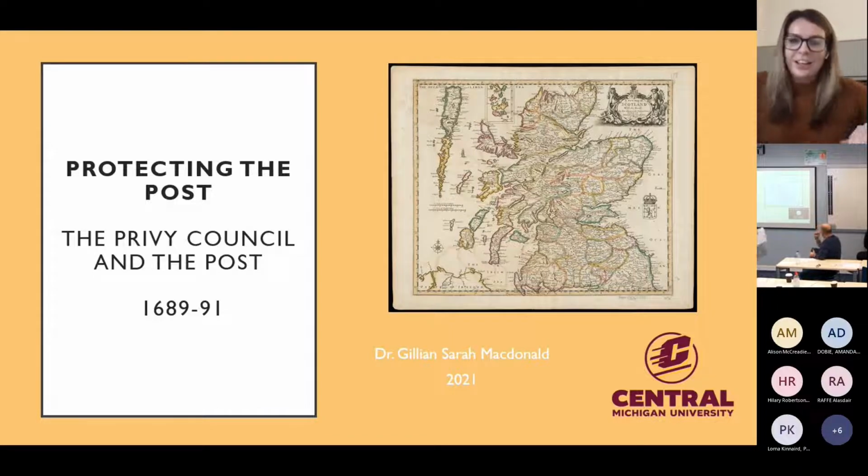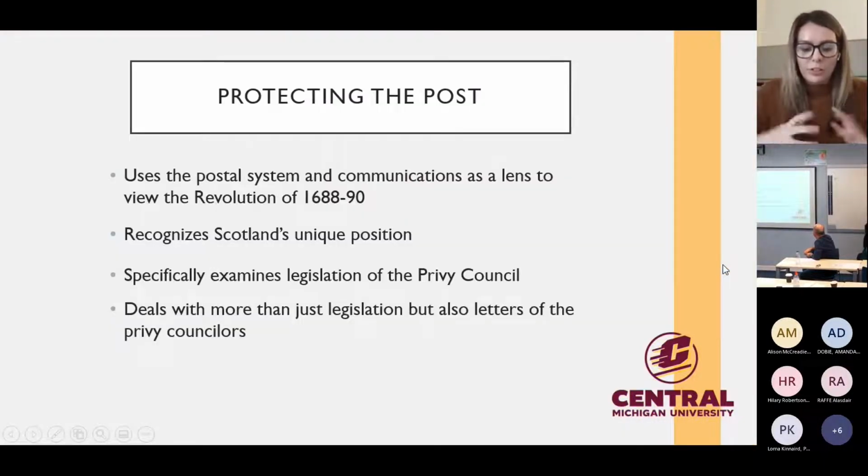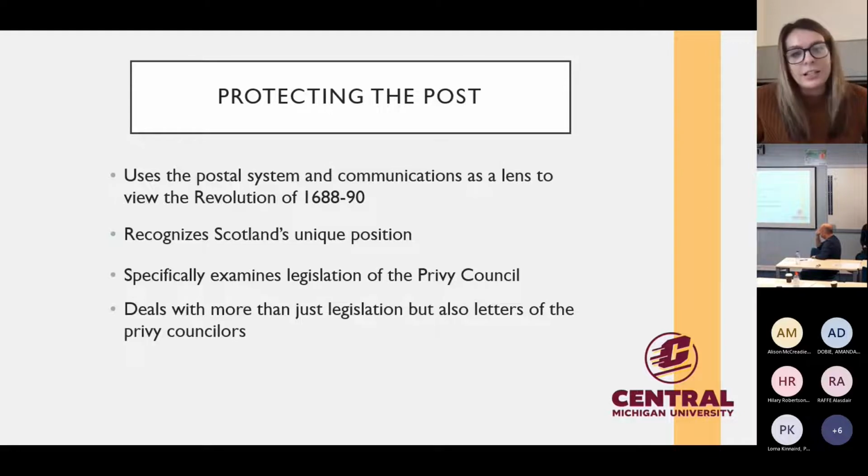All right, I probably can skip past the first slide at the moment. Okay, so the postal office that we know and recognise and pop down to in this era is a product of the Restoration era. Postal networks themselves are even older, and letters travel along trade routes or are sent by royal courier. What this paper does is use the postal system as a communications lens to view the revolution of 1688 to 90 in Scotland. And this recognises Scotland's unique position in conversation with the other kingdoms.